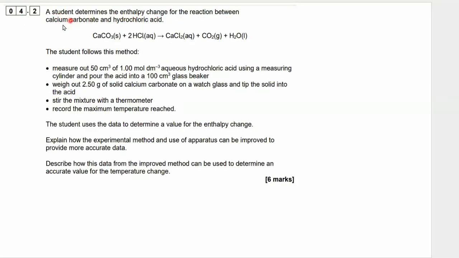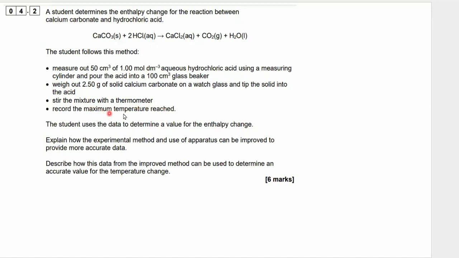Okay, 4.2. A student determines the enthalpy change for a reaction between calcium carbonate and hydrochloric acid. Here's the equation. The student follows this method. Measure out 50 cm³ of 1 mol/dm³ aqueous hydrochloric acid using a measuring cylinder, and pour the acid into a 100 cm³ glass beaker.